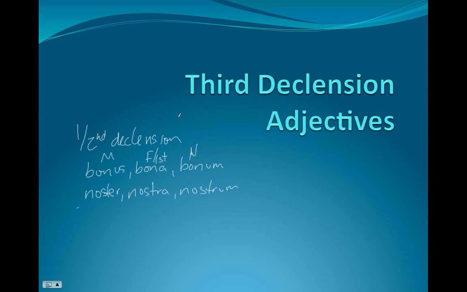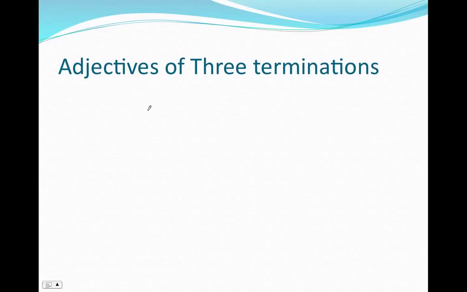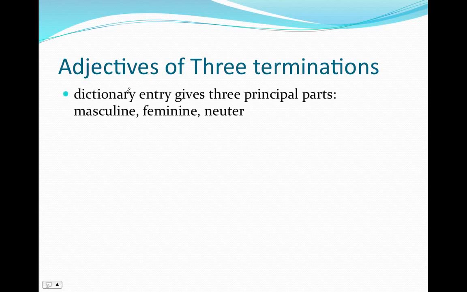The other type of adjective is, as you can tell from the title of this lecture, third declension adjectives. There are basically three types of third declension adjectives, and they all depend on the number of principal parts given in the dictionary. First we have adjectives of three terminations, where the dictionary gives you a masculine nominative, a feminine nominative, and a neuter nominative.